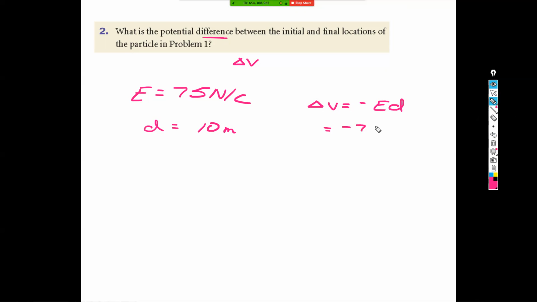So 75 times 10 gives negative 750 volts. Now the negative or positive sign on potential difference is just telling you if it's dropping or increasing, based on whether it's a positive charge or a negative charge. We'll get more into that when we get into circuits.